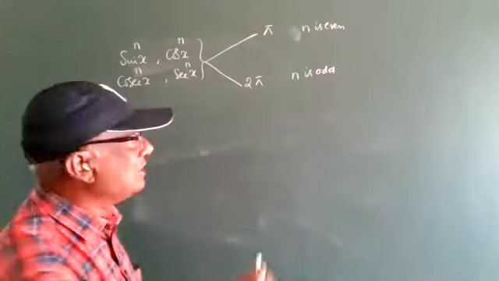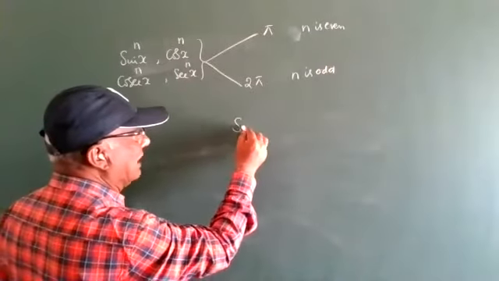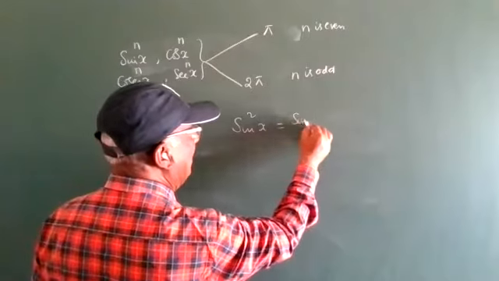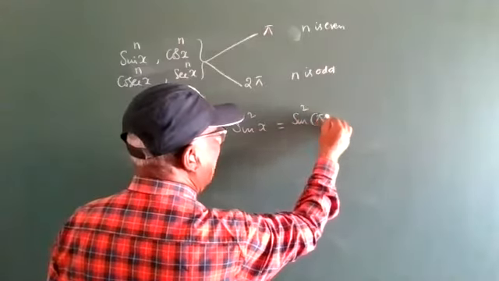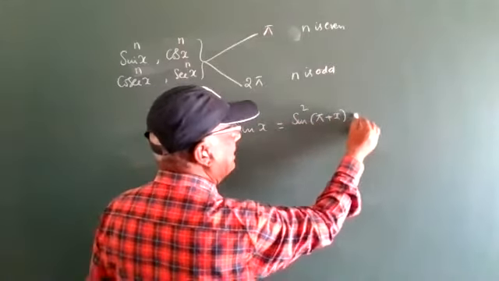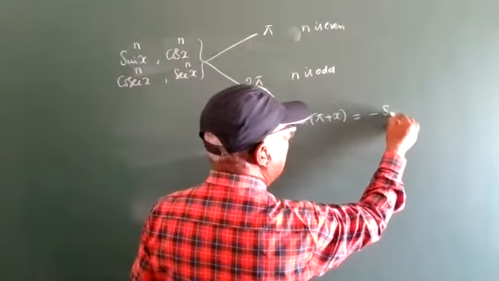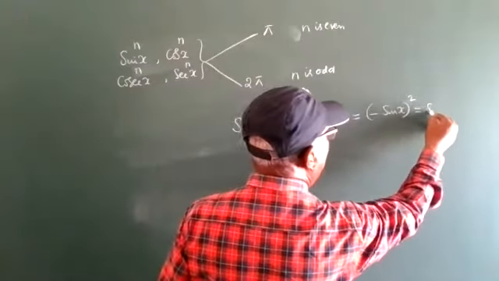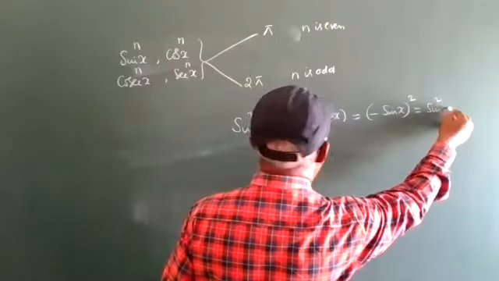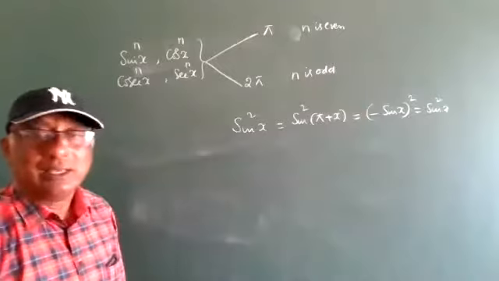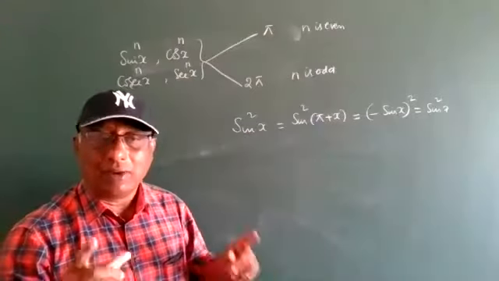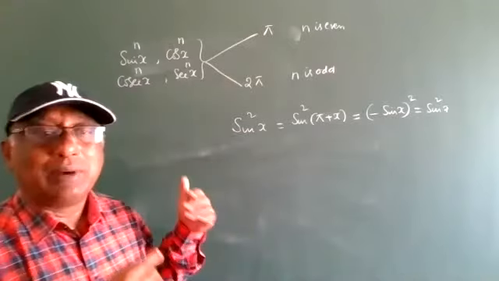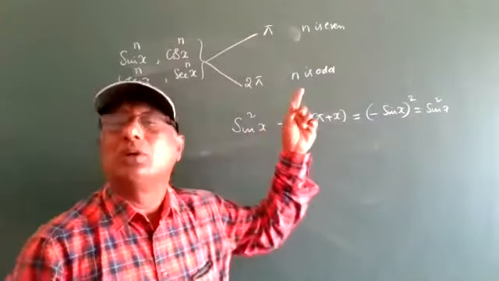Take sine square x. Sine square of pi plus x: in the third quadrant sine is negative, sine x whole square makes it positive. Therefore we get sine square x again. So for even power the period is pi, but for odd power the period is 2 pi.